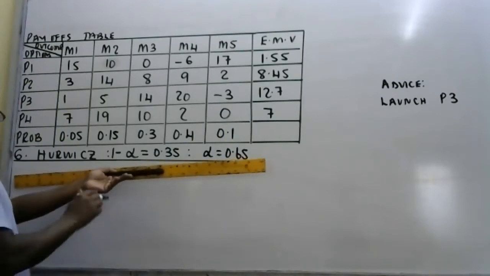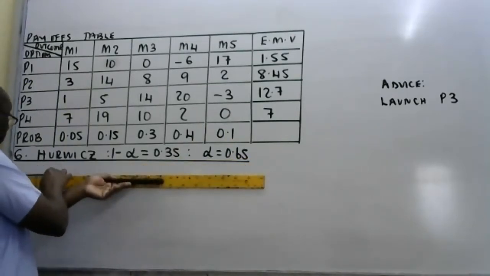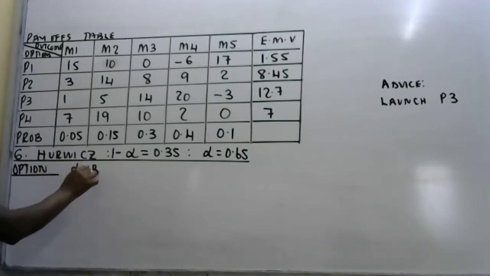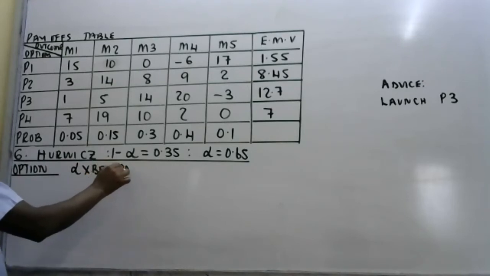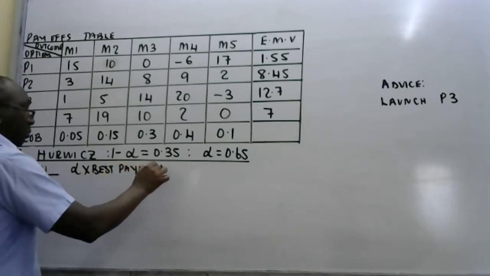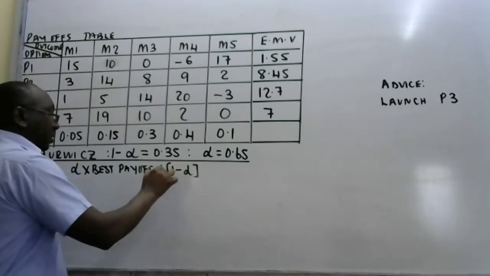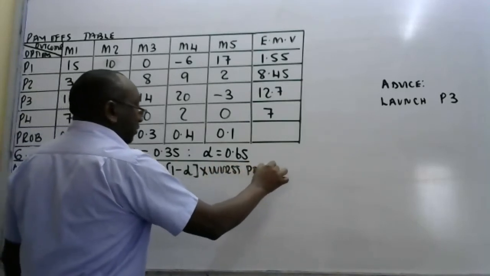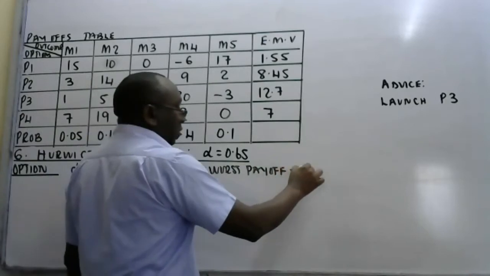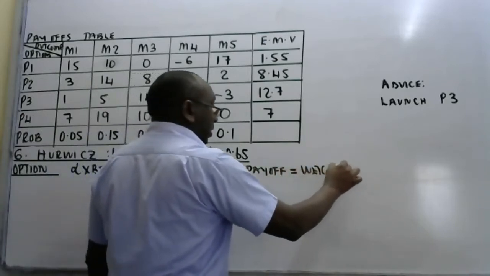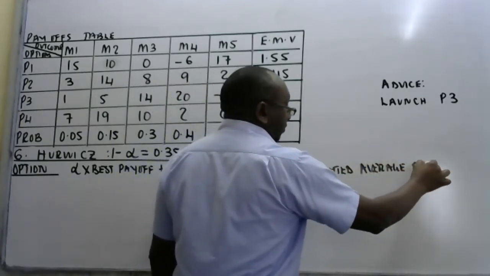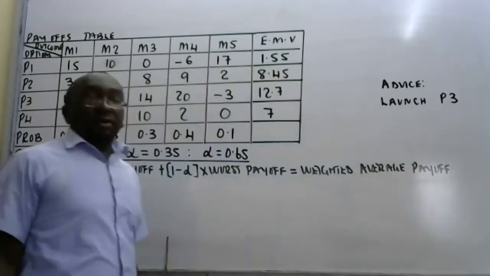So what we do with this one, we have the option here. Then you take alpha times best payoff plus 1 minus alpha times worst payoff, and that gives you something we call weighted average payoff. That is how it is computed.